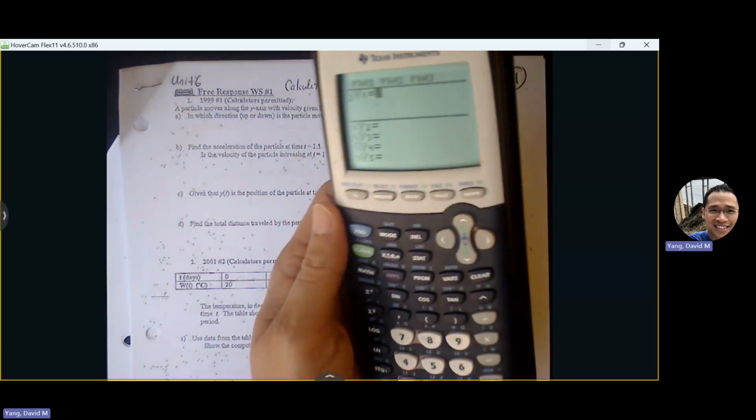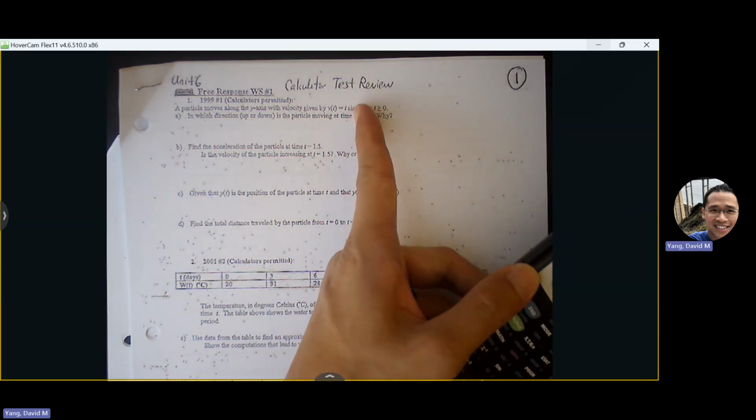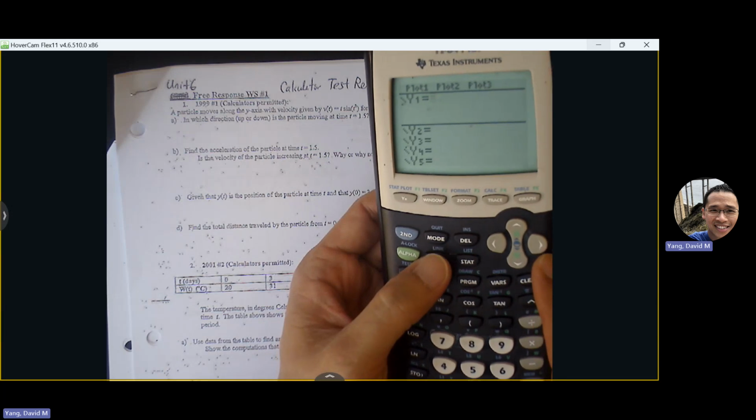In your calculator, you're always going to use x. Don't try to use any other variable besides x. So we're going to adapt it and call it x sine x squared. So go ahead and type that in.